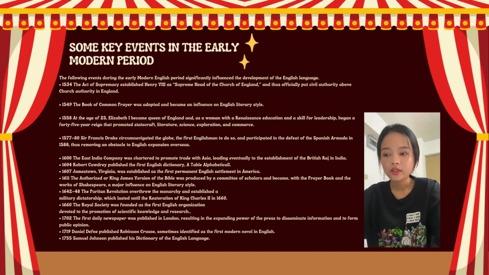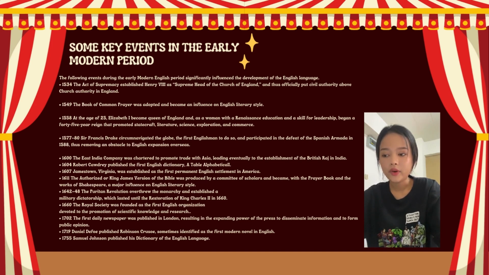1611. The Authorized King James Version of the Bible was produced by a committee of scholars and, along with the prayer book and the works of Shakespeare, became a major influence on English literary style.